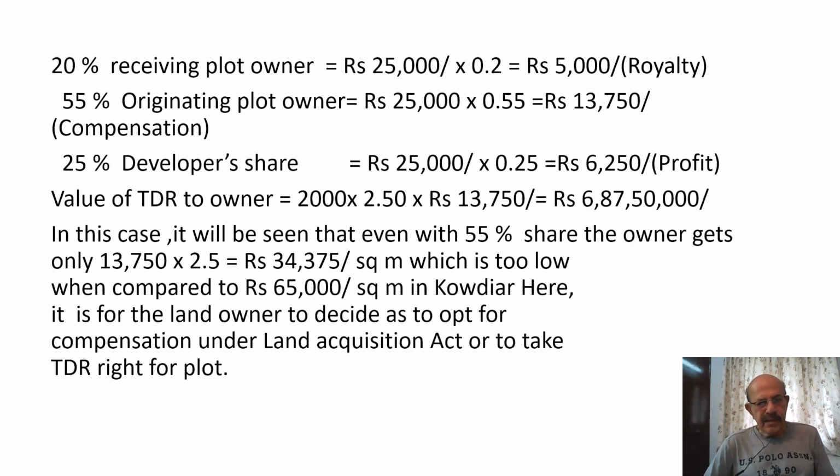In this case, it will be seen that even with a 55% share, the owner gets only 13,750 into 2.5, which is equal to rupees 34,375 per square meter, which is too low when compared to rupees 65,000 per square meter in Kavadiyar. Here it is for the landowner to decide whether to opt for compensation under the Land Acquisition Act or to take TDR right for the plot.